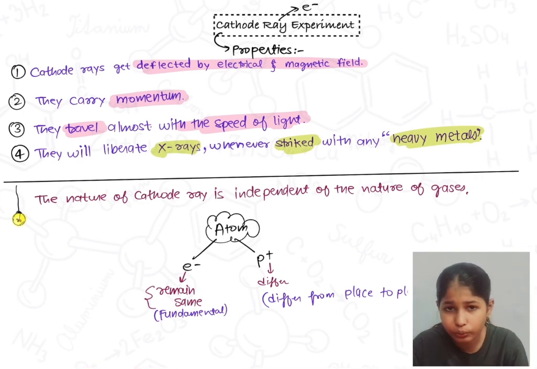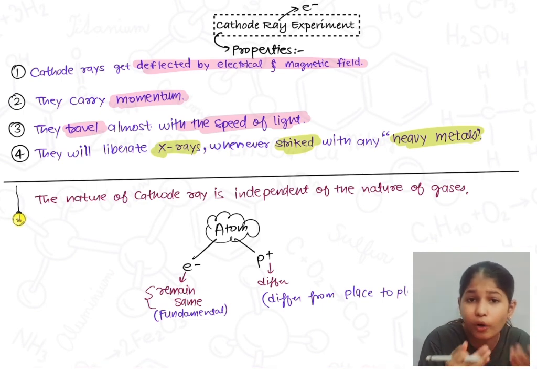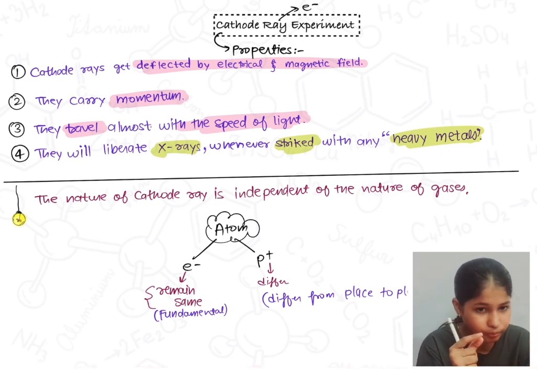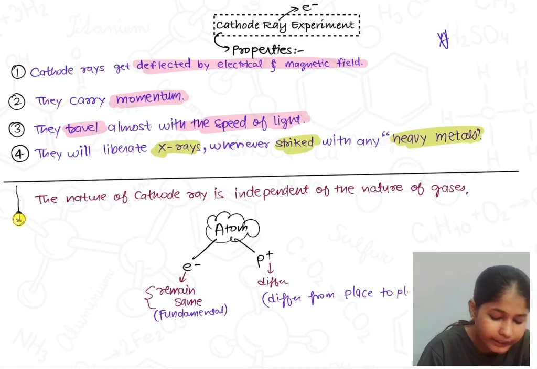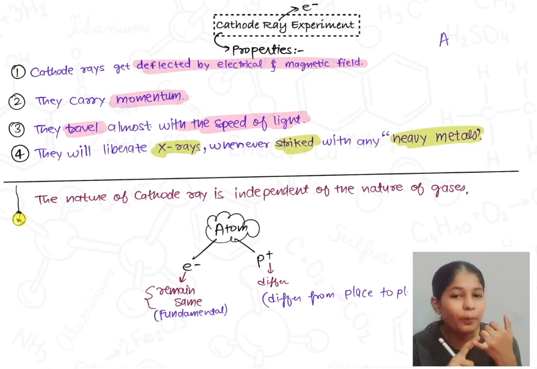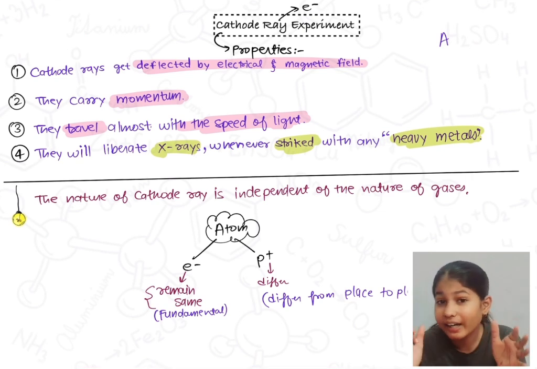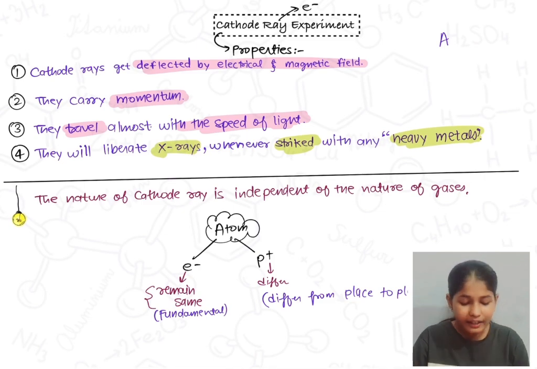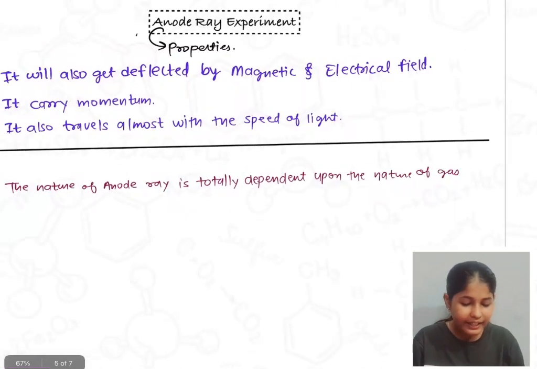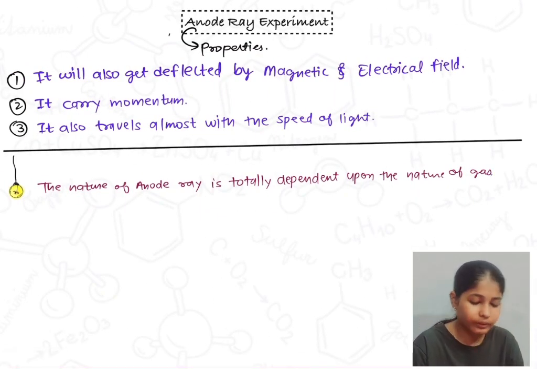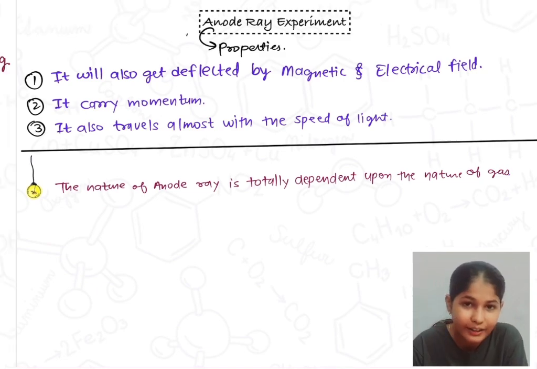It will totally depend on you what type of nature you want from proton, and if you want a type of nature from proton, you need to take some action so that you can get it, because the properties of proton in all the atoms will not be the same, as they will differ from each other, as they are dependent on the nature of gas present inside it. That was all about the cathode ray experiment and anode ray experiment.